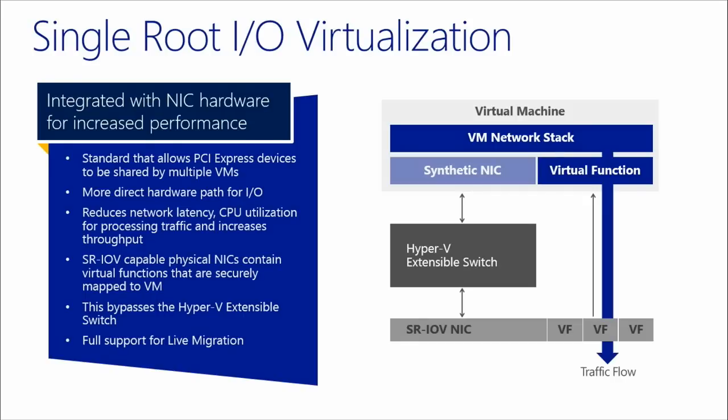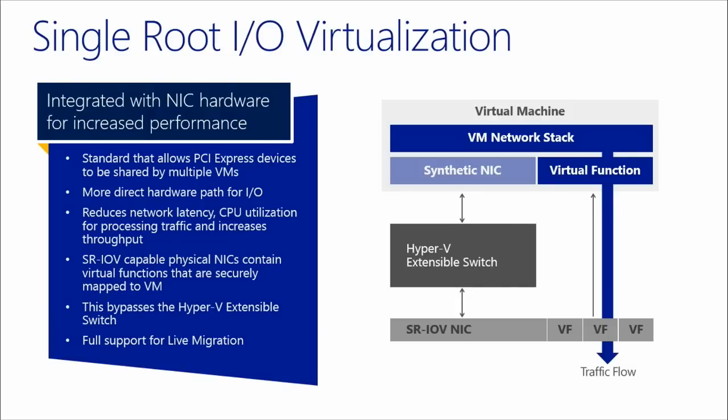Now, the key consideration as well is this bypasses the Hyper-V extensible switch. We can see from the diagram now, the traffic flow is not going via the extensible switch like it was before, which means you lose any of the benefits of the extensible switch, like the extensions we saw earlier on. And it has to be created at switch creation time.